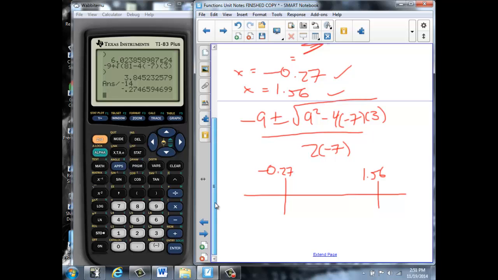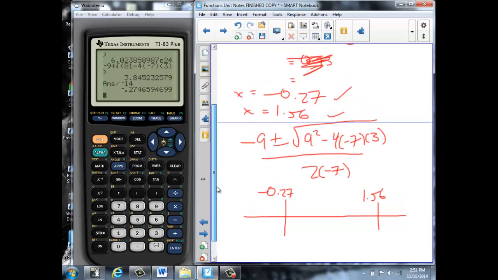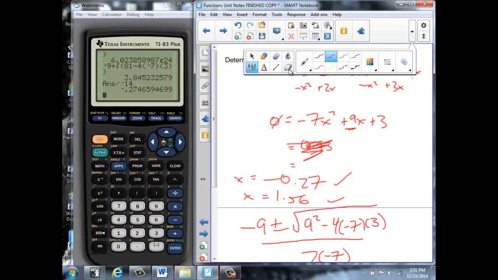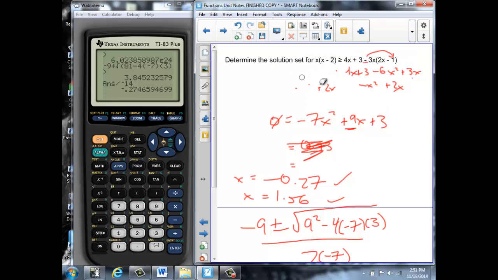1.57. How about a whole number? 2. Okay, you're not wrong, but 1.2 makes more sense. All right. If I plug 2 in over here, this is going to be complicated. I'm going to erase some of this stuff here. We'll take a break after this, by the way, guys.